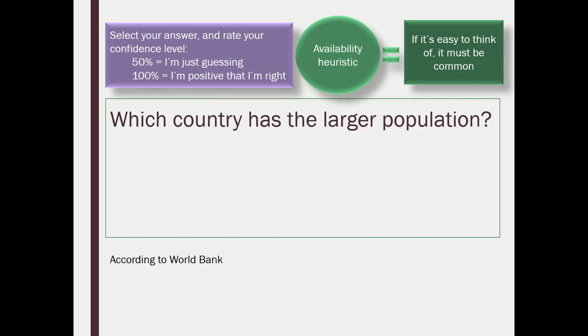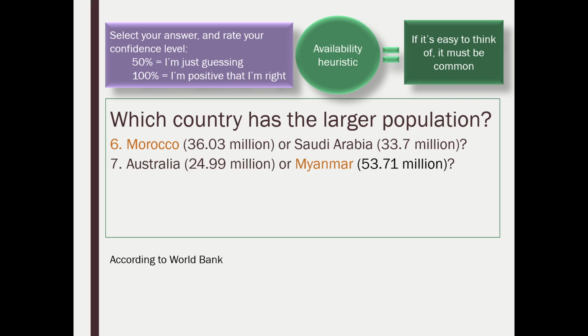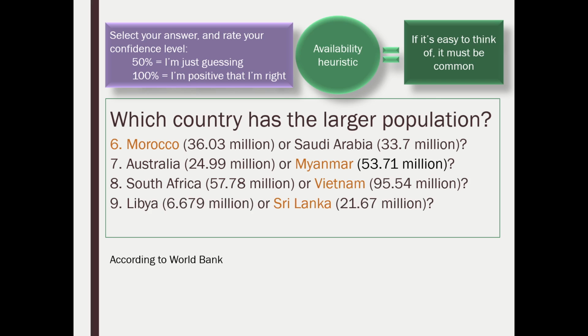All right, which country has the larger population? I got all this information from World Bank. Morocco has a larger population than Saudi Arabia. It's not a ton larger, but it is larger. Myanmar has a larger population than Australia, about twice the population. Vietnam has a higher population than South Africa, again, about twice-ish. I mean, I'm rounding. Sri Lanka is larger than Libya. And Tanzania is larger than Iraq.